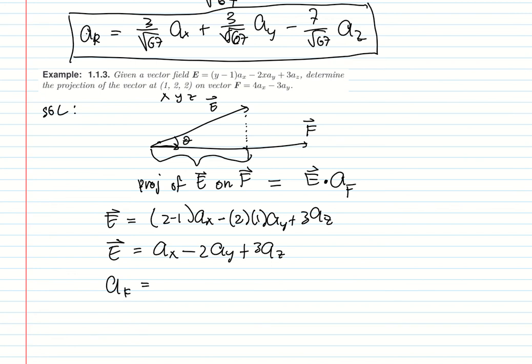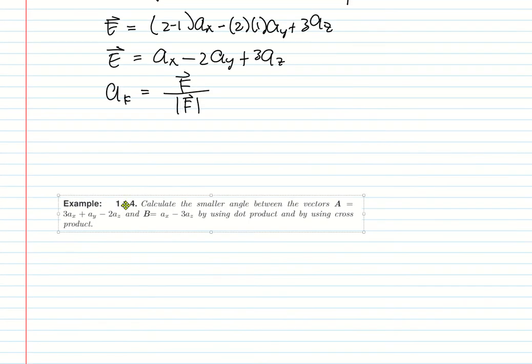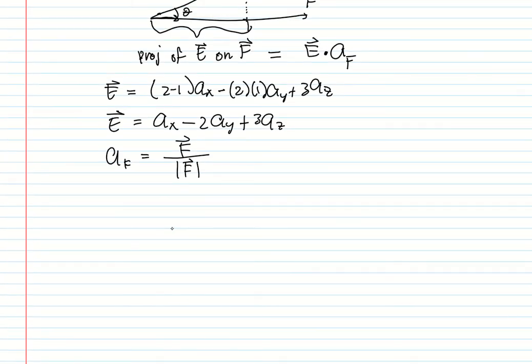How do we determine aF? aF is just equal to the vector F divided by its magnitude F. So we can substitute this into that equation. So we now have the projection of E on F will be equal to this one, ax minus 2ay plus 3az, so this is E.